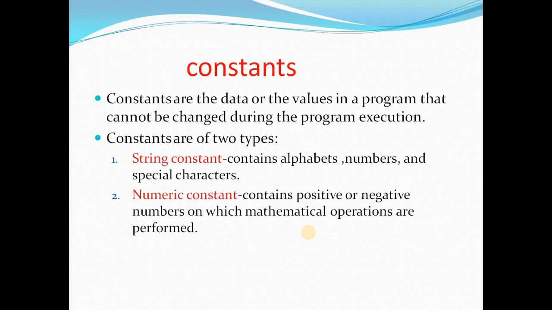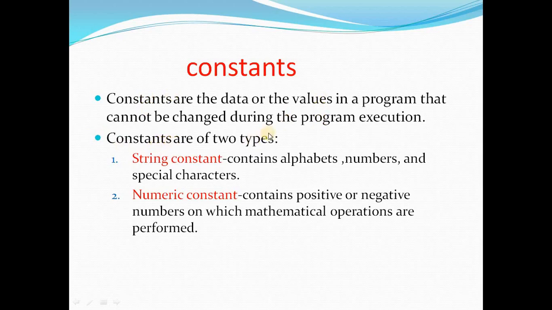Next comes constants. Constants are the data or the values in a program that cannot be changed during the program execution. See, we cannot change the value. If I take a is equal to 10, then the 10 remains constant. The value of a remains constant throughout the program. That is what a constant is. It cannot be changed during the execution of the program.